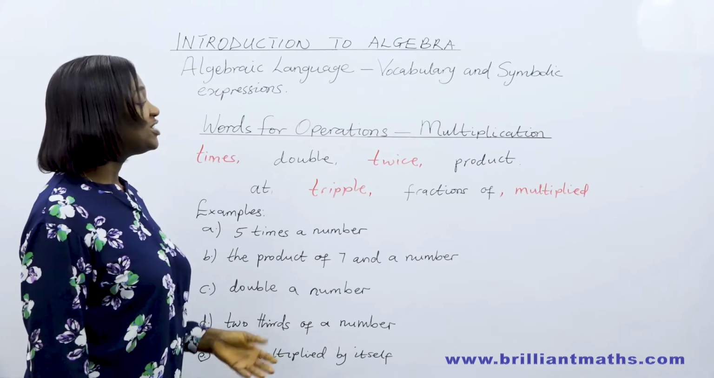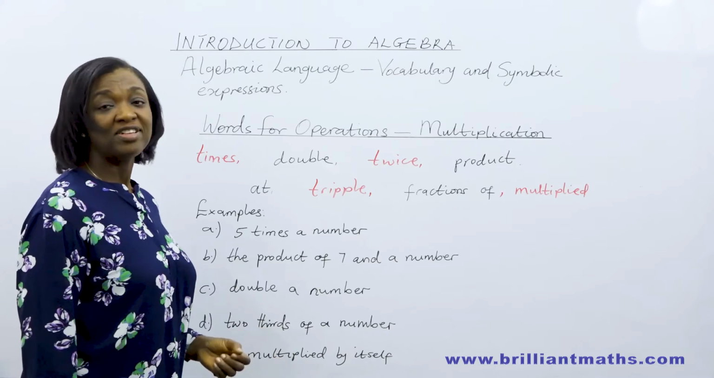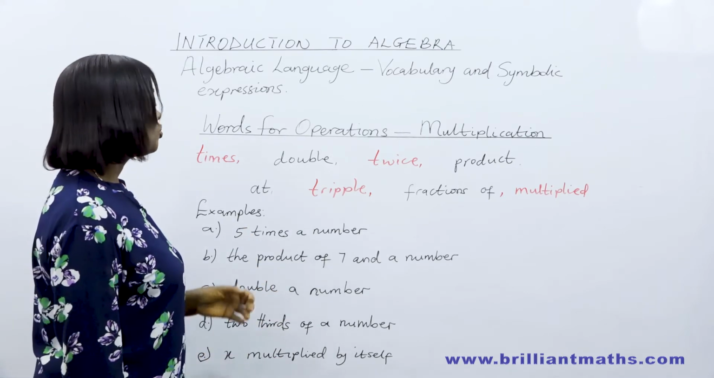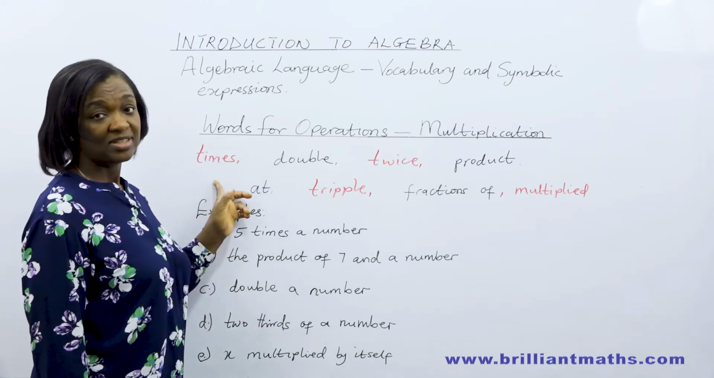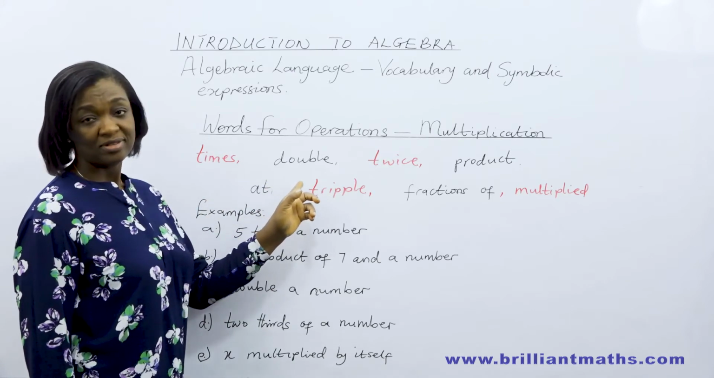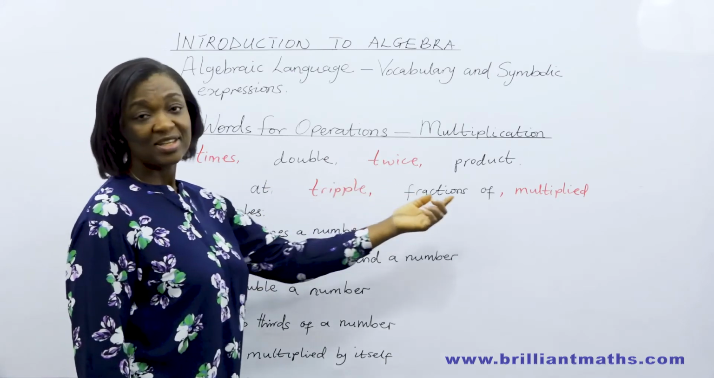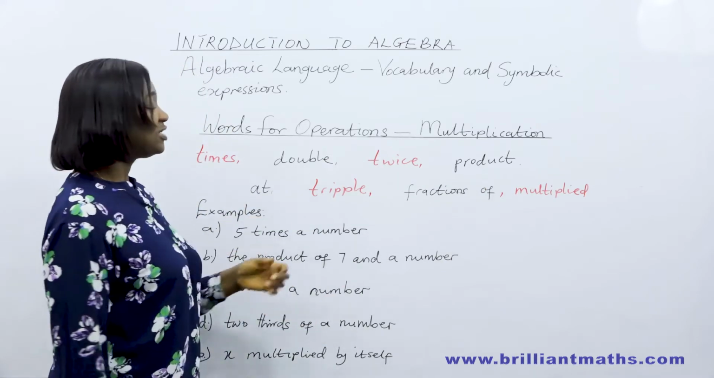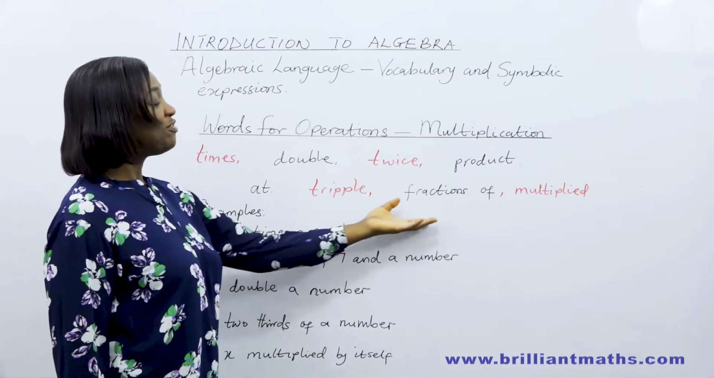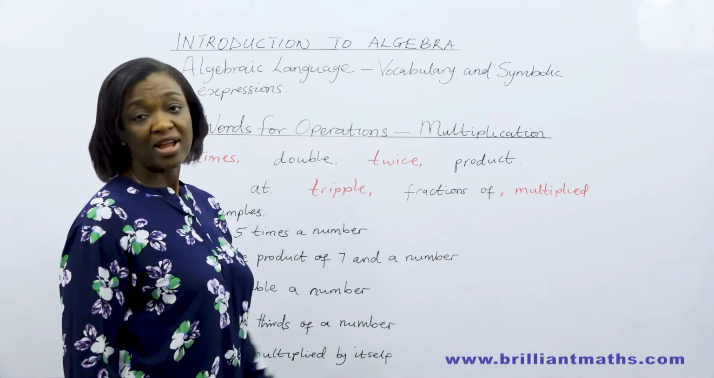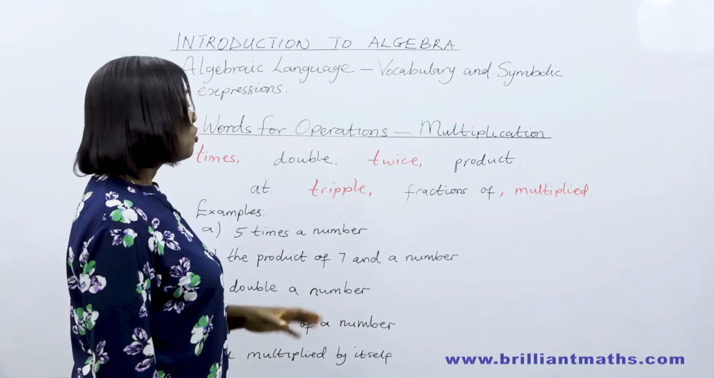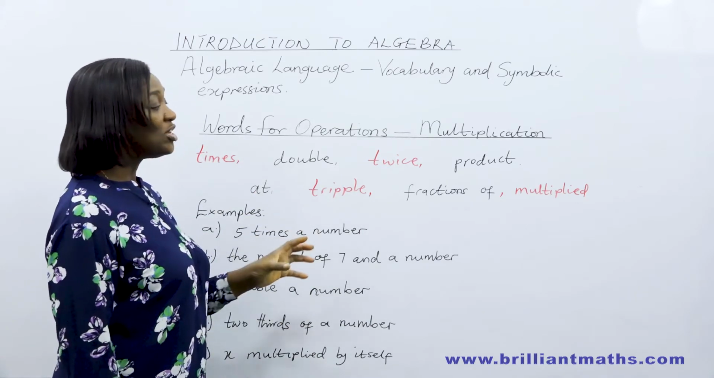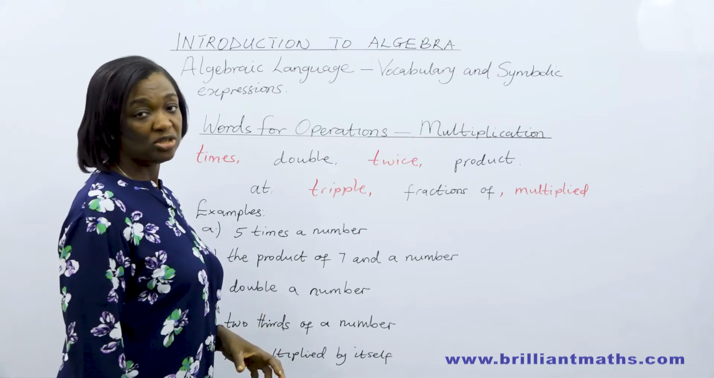Next, we'll be looking at the different words or vocabularies that mean multiplication. So words like times, double, twice, product or product of, at, triple, fractions of, multiply, and so on. Whenever we see any of these words in a word problem, they actually mean multiplication.